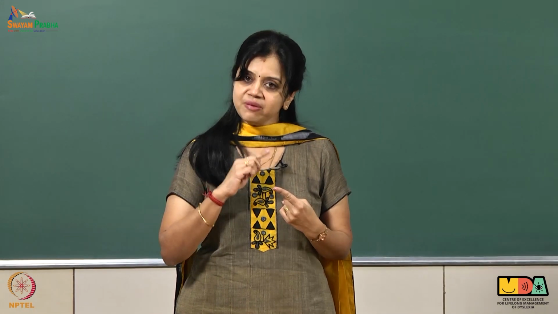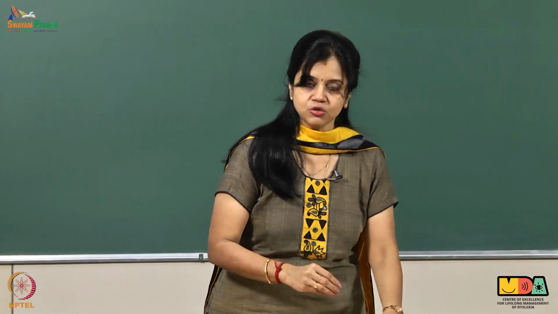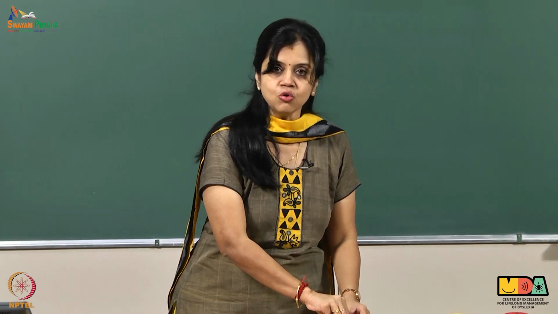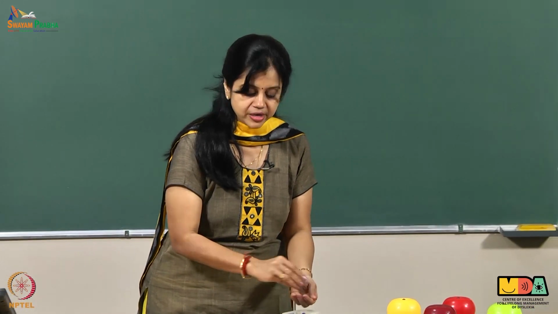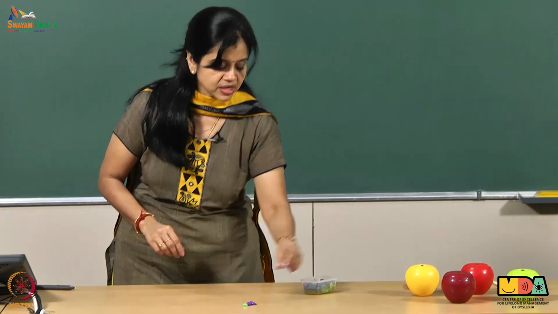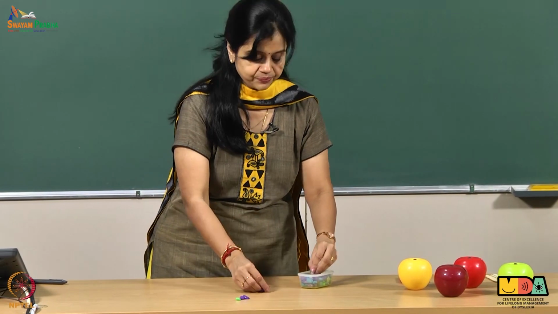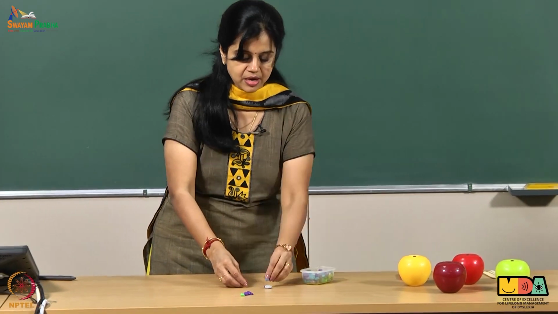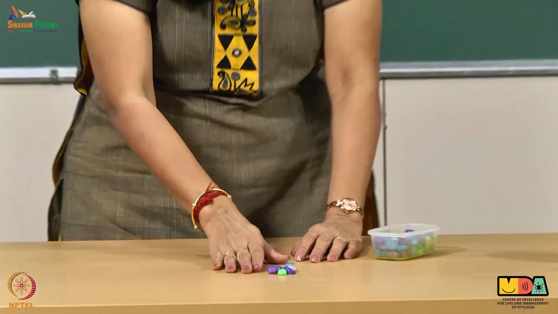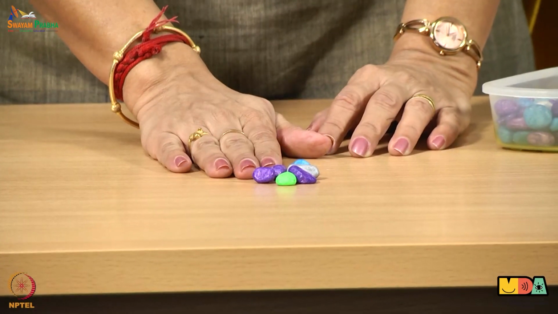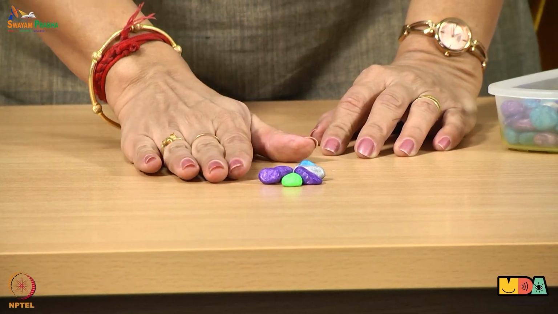What are the aims? We need to first make the child understand that when we multiply something, the answer becomes bigger. And so what I would want the children to do is, when I say 3 into 2, let them take 3 coins. How many times? 2 times. Now put them together. How many do we have? We have 6. So 3 into 2 is 6.